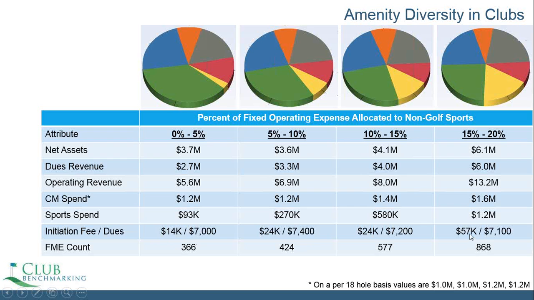24,000, 24,000, 57,000. So the marketplace has spoken and has told us that clubs that have big diverse sets of amenities are able to capture higher initiation fees. And if you look at the member counts, it's not surprising. I mean, these tend to be bigger clubs, so more members isn't surprising. But you can have more members without necessarily commanding a higher initiation fee. Here, these clubs clearly are commanding a higher initiation fee as they've gotten more and more diversified.